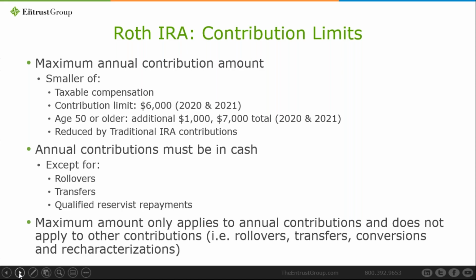As shown in the example earlier, in a traditional IRA, what if they can only deduct half of their contribution to a traditional IRA? Well, maybe the best place to put the other half would be in a Roth IRA, as long as it's within the annual limit. All contributions to Roth IRAs must also be in cash, unless, of course, it's a transfer, a rollover, or another type of contribution of existing dollars already inside an IRA.